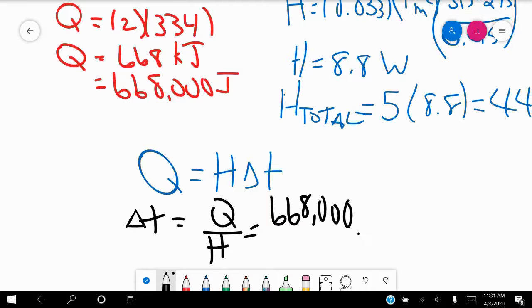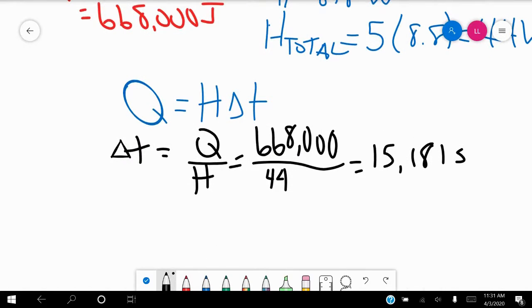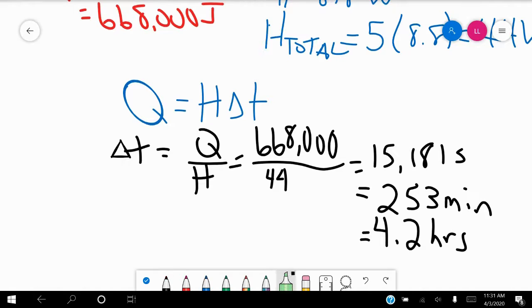668,000 joules divided by 44 watts is going to give us 15,181 seconds. And again, we'll convert to minutes and hours, because we don't know what quizzes and tests are going to ask for. So that's 253 minutes, which is approximately 4.2 hours. So either one of these is the correct answer. You just have to figure out what unit your quiz or your homework is looking for.